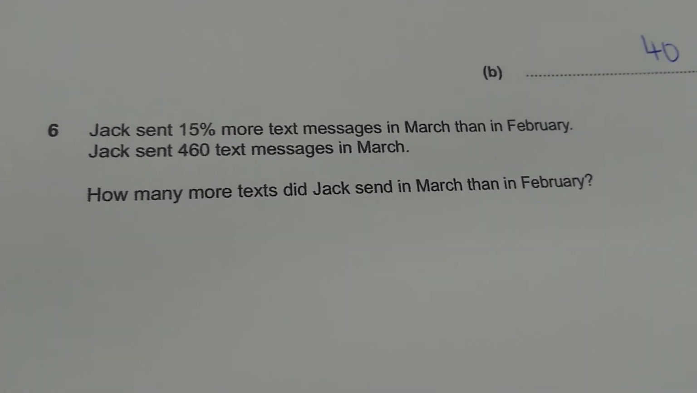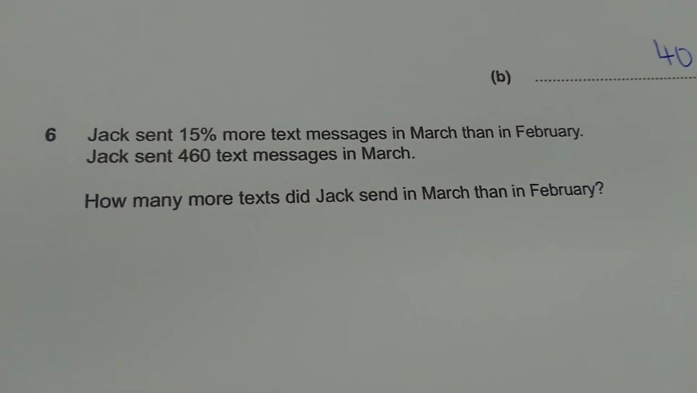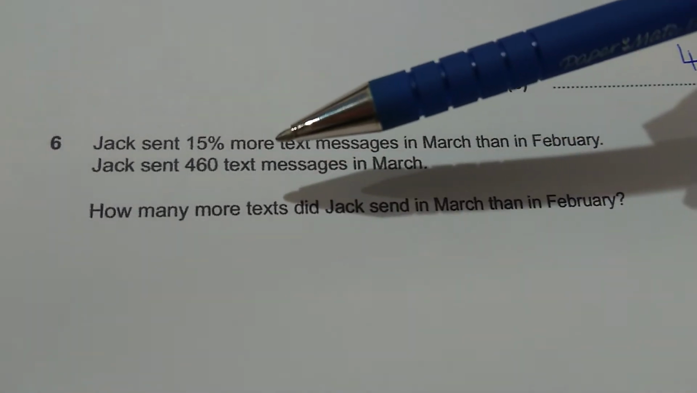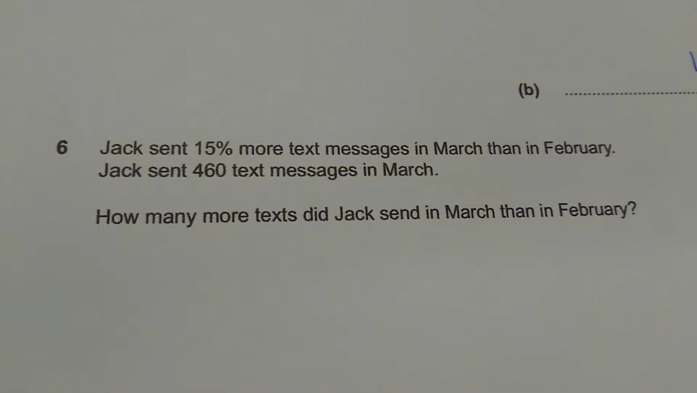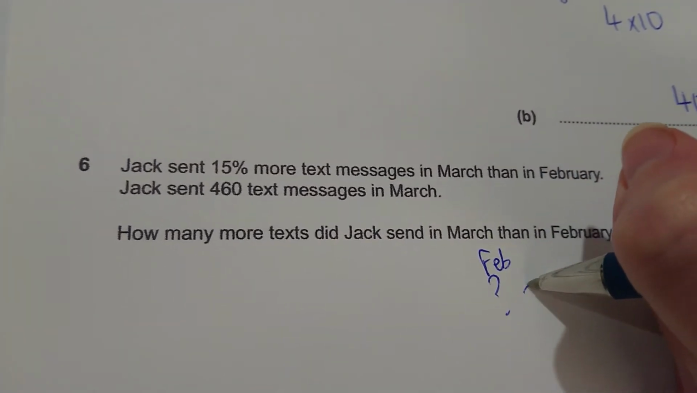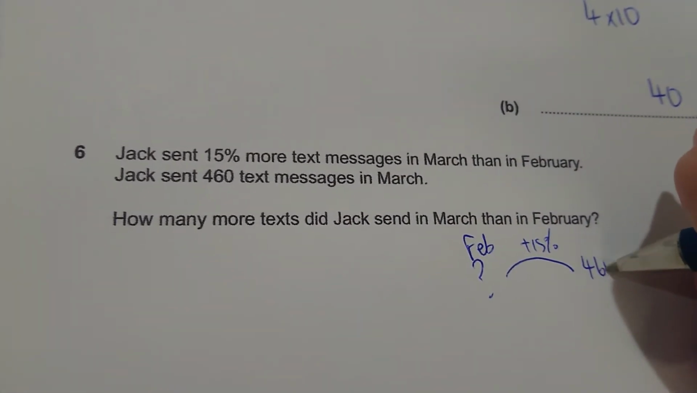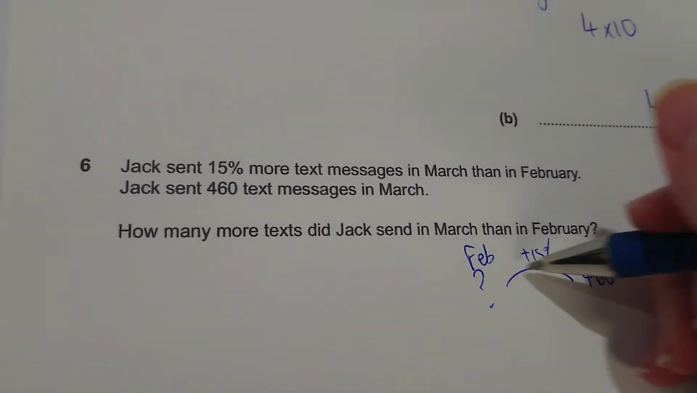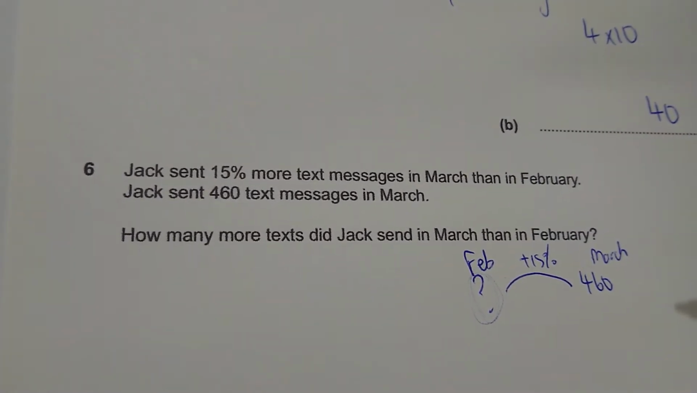Right, question 6. This kind of question often goes wrong. So the reason it goes wrong is because people will read this and they think, oh, it's 15% more in March, so therefore just take 15% off to get back to what it was in February. But remember that they would have started with the number of texts in February. They would have added on 15% to get 460 in March. So you cannot work out 15% of this and take it off, because 15% of that is going to be different to 15% of what it was in February.